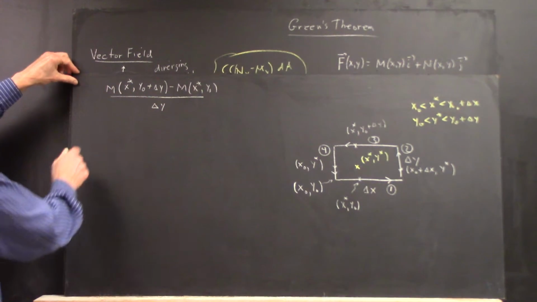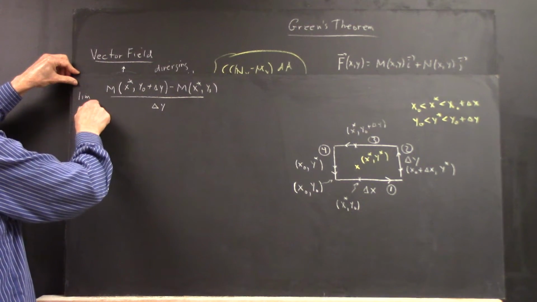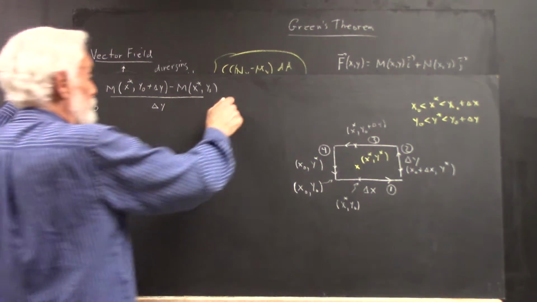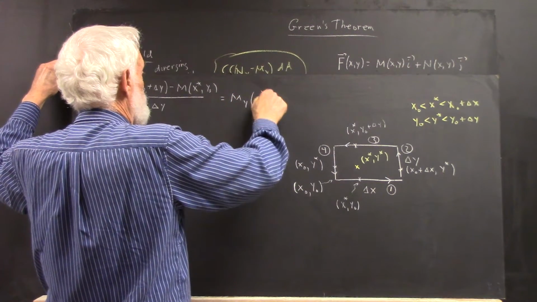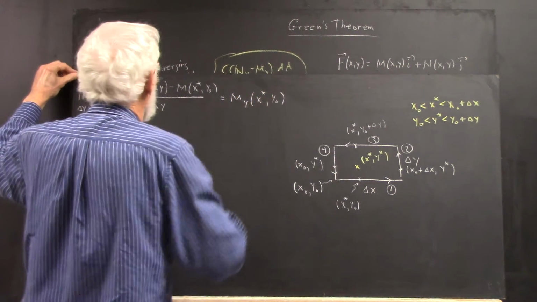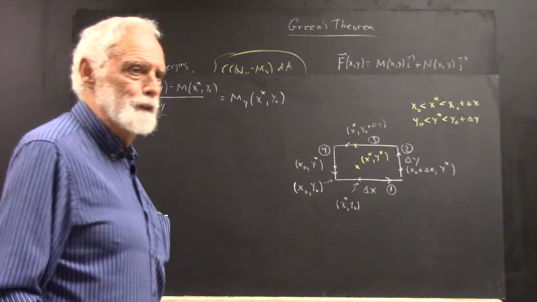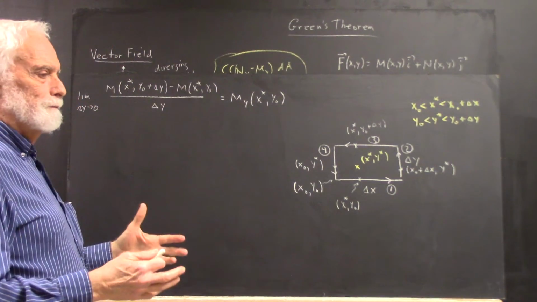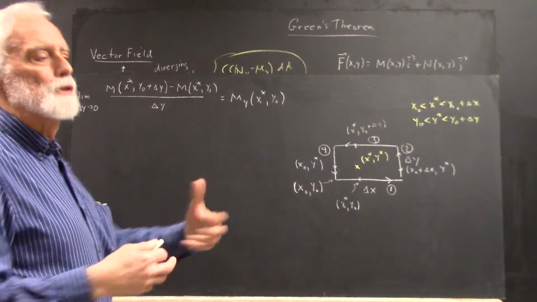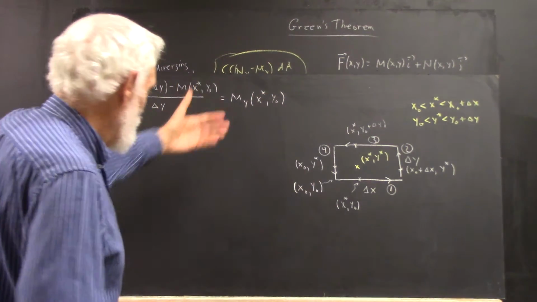Now I'll say that the limit as delta y goes to 0 of this expression is m sub y at x star, y naught. That's just an adaptation, a little different notation. Just replace some symbols in the definition of the partial derivative, and that's it.